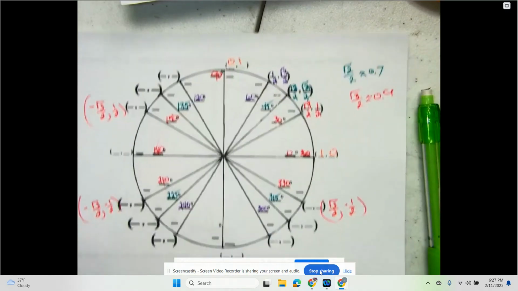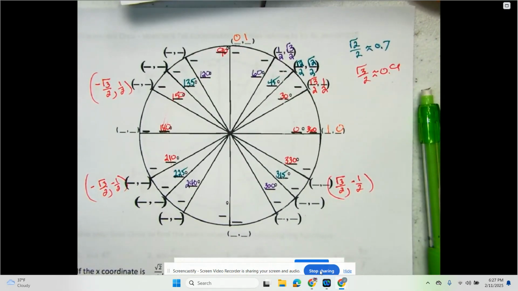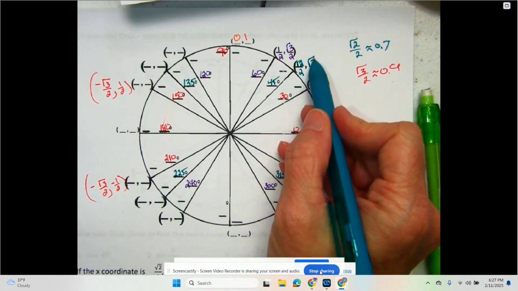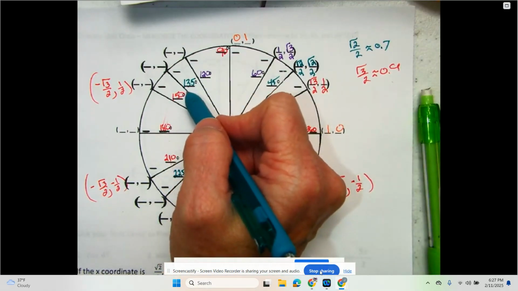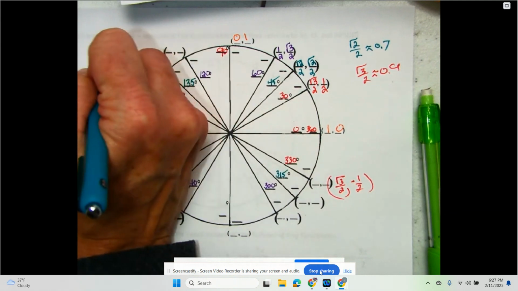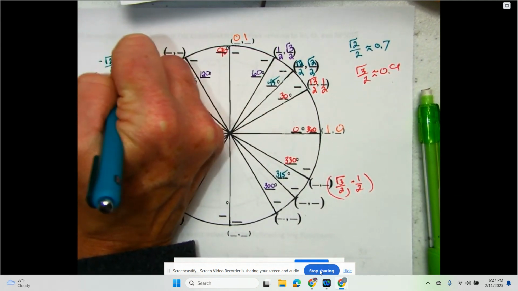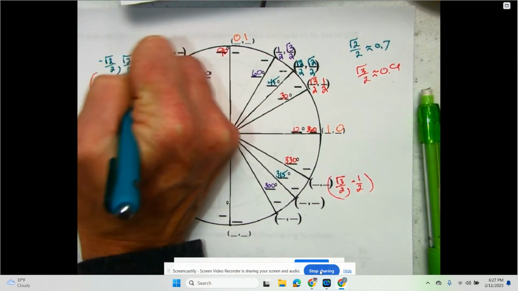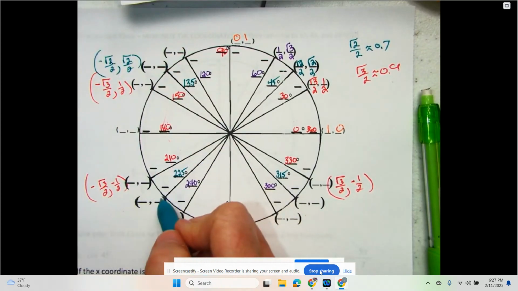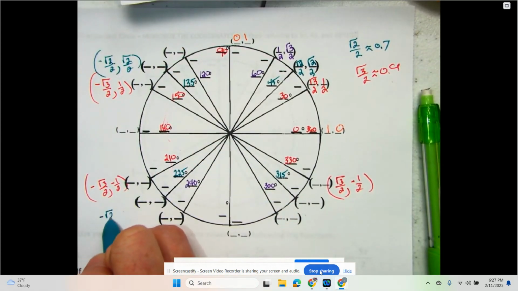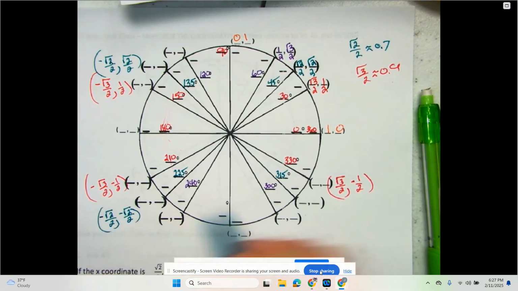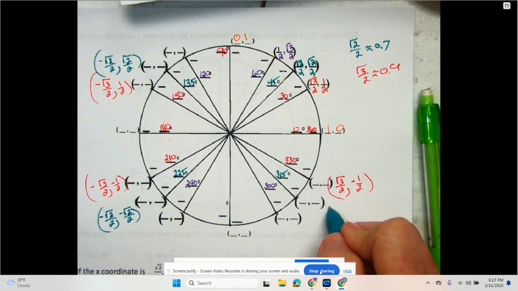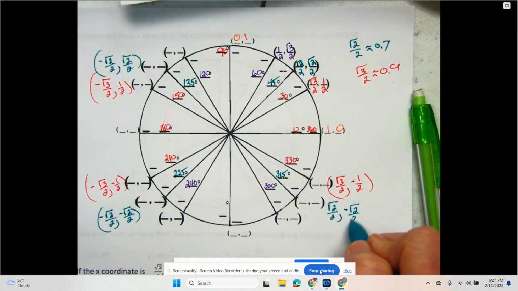Now let's do our 45 degrees. 45 degrees has square root of 2 over 2, square root of 2 over 2. So for the 45-degree reference angle in this one, that's going to be negative square root of 2 over 2, square root of 2 over 2. 45 degrees down, negative square root of 2 over 2, negative square root of 2 over 2. 45 degrees down, positive square root of 2 over 2, negative square root of 2 over 2.